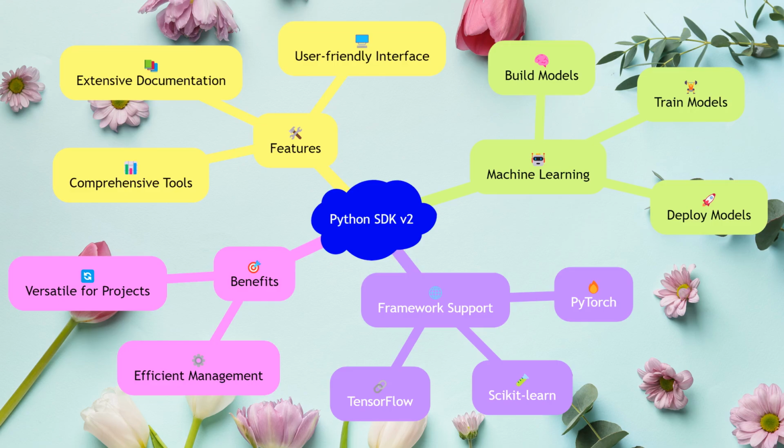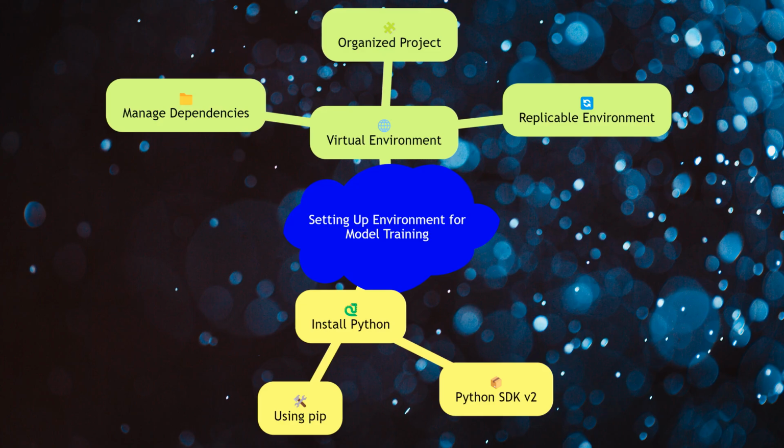Python SDK v2 is an advanced software development kit designed to facilitate machine learning tasks. It provides a comprehensive set of tools for data scientists to build, train, and deploy machine learning models efficiently. With its user-friendly interface and extensive documentation, Python SDK v2 makes it easier to manage the complexities of model training. This SDK supports various machine learning frameworks, including TensorFlow, PyTorch, and scikit-learn, making it a versatile choice for different types of projects.